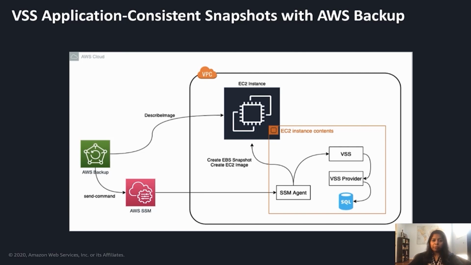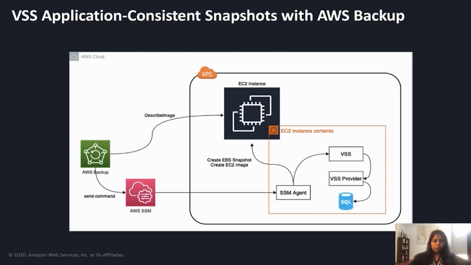VSS is a Windows component that helps applications back up consistent state, and it also provides a mechanism for creating consistent point-in-time copies of the data known as shadow copies. AWS Backup would snapshot the attached EBS volumes and the AMI, which is the Amazon Machine Image, with the associated parameters for application-consistent backups. How are shadow copies created?